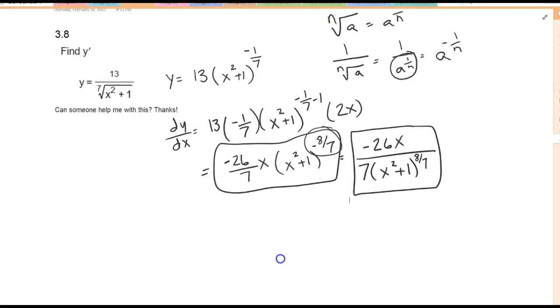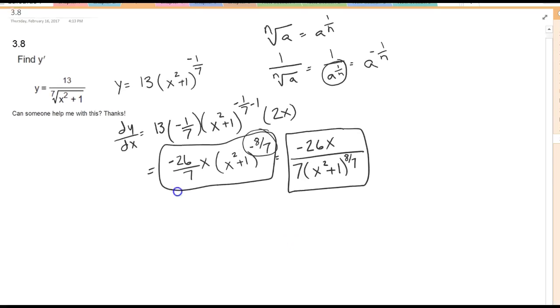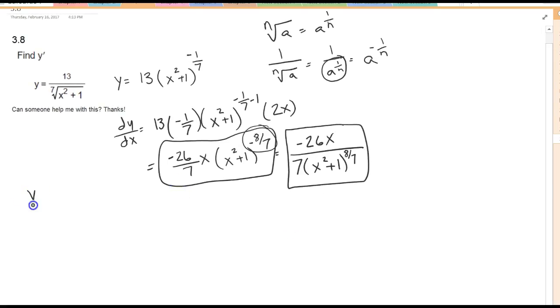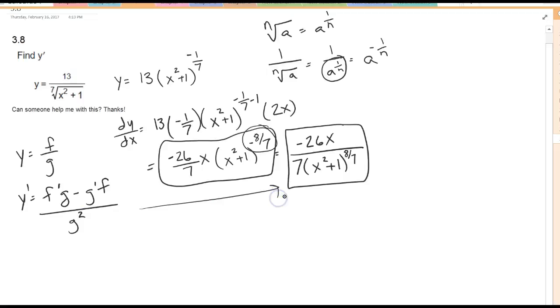There are other ways to approach this problem. You could definitely do the quotient rule, right? If I have y equals f over g, the derivative of y would be the derivative of the top, hold the bottom, minus the derivative of the bottom, hold the top, all over the bottom squared. You're going to end up with the same answer. The notation might be a little different, but you should simplify and be able to come up with the same thing.